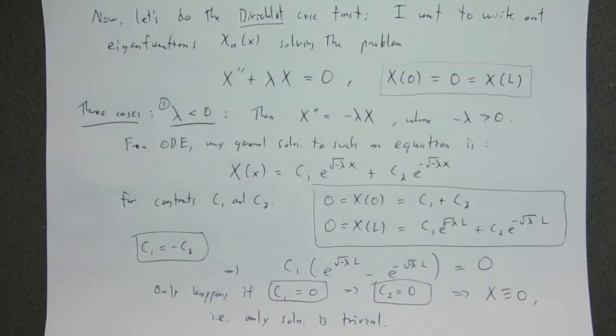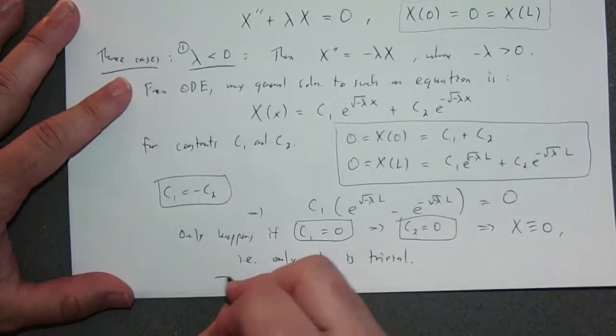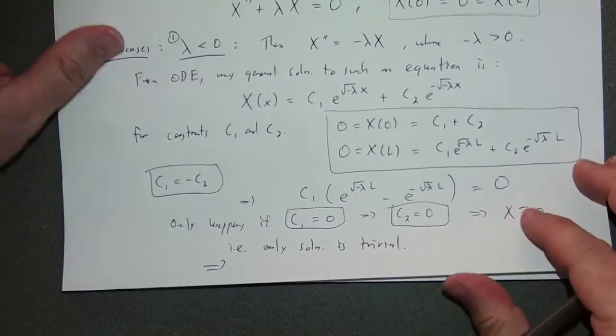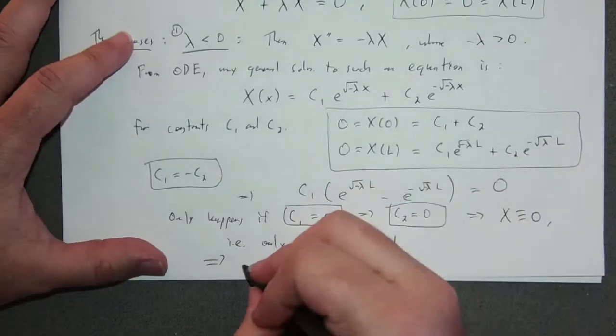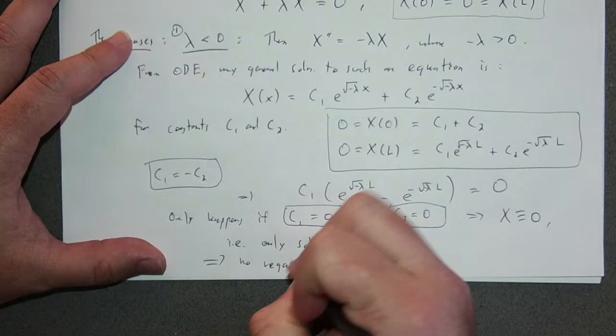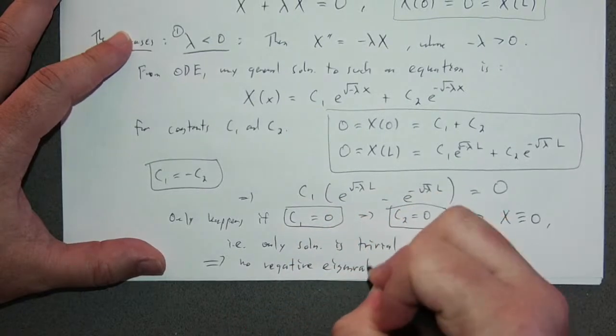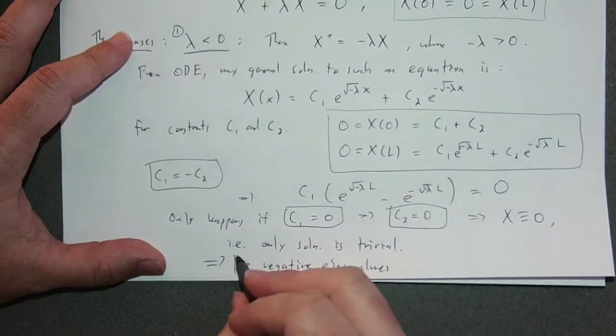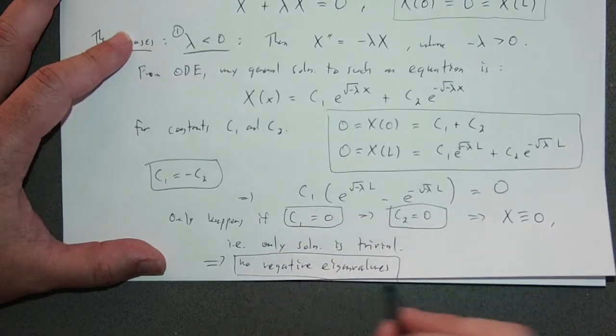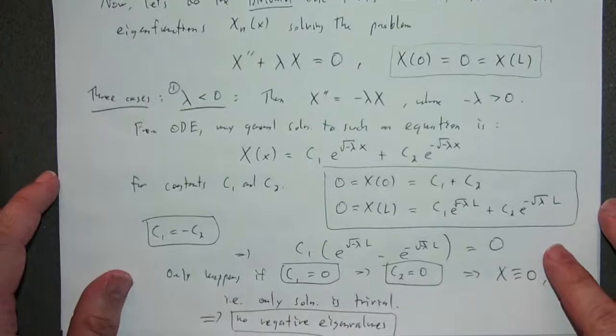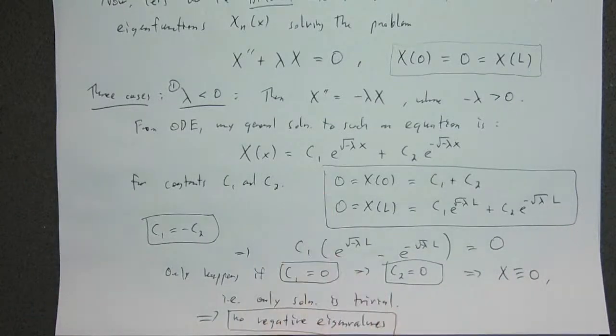Okay. Thus, we have no negative eigenvalues here. What do we mean by that? Well, we want to write the eigenfunctions here. The problem is that the only eigenfunctions that can possibly result from these boundary conditions for this eigenvalue problem, in this case, are trivial. They're just 0, so that's no good.